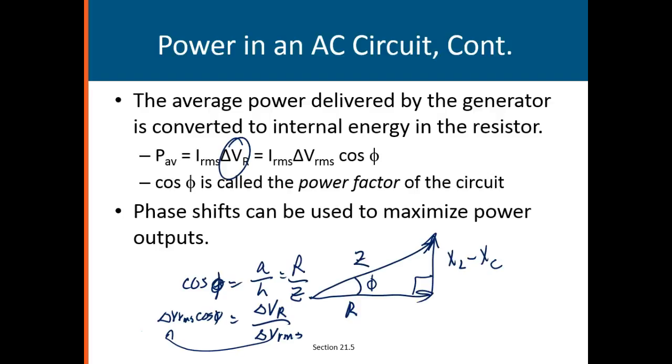Phase shifts can be used to maximize power output. So what we try to do is adjust our X_L and X_C to maximize the power output, by getting that as close to 0 as we can, because cosine of phi is 1 when phi is 0. If we can make X_C and X_L equal to each other, you maximize the power.